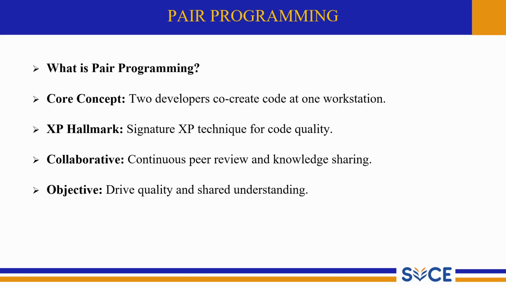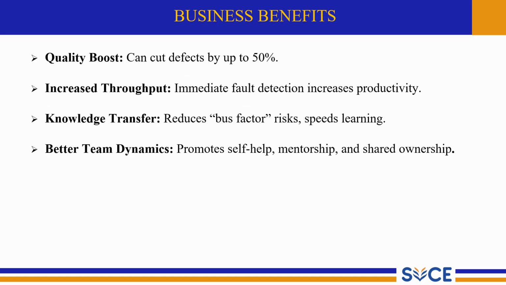Objective: drive quality and share understanding. The main goal of pair programming is to improve code quality, reduce bugs, and build a shared understanding of the system. It also helps junior developers learn from seniors, improving the overall team capability. Pair programming enhances software quality, team collaboration, and knowledge transfer, making it a powerful agile development practice. And the next one is the business benefits.